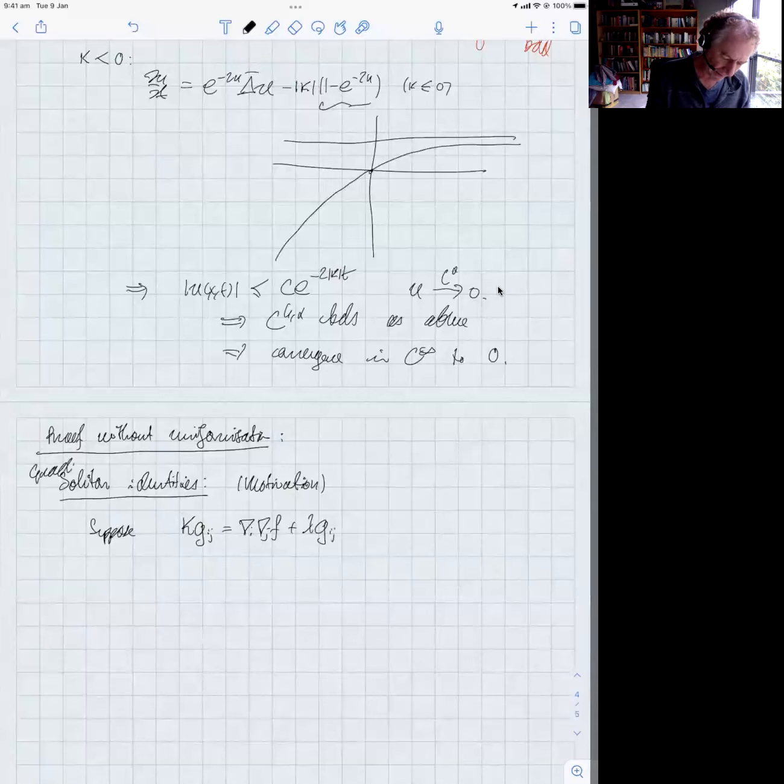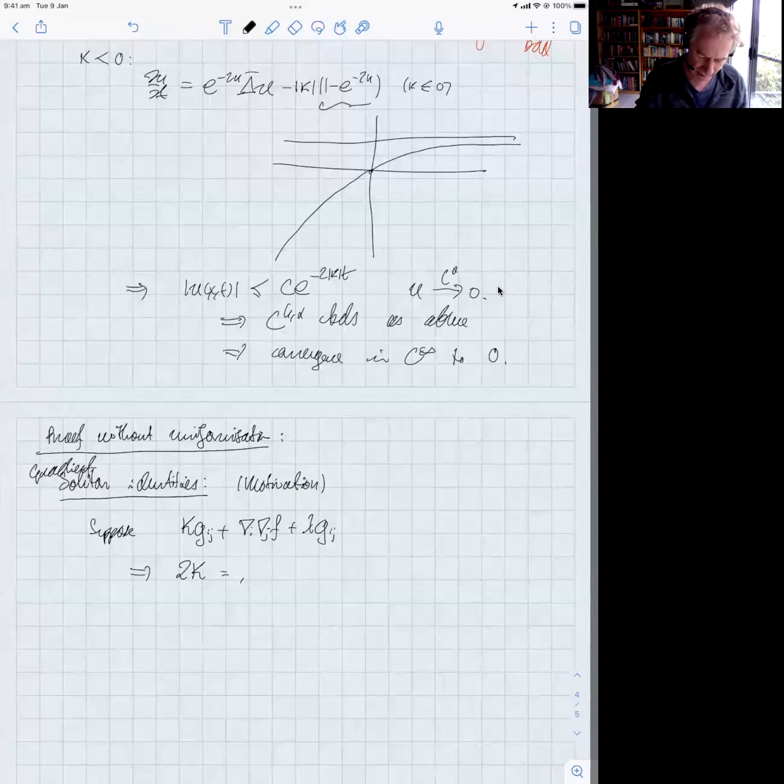I'm assuming this is a soliton solution which moves along the flow of a gradient vector field, the gradient of a function f. Okay, so taking the trace, I'll get 2k... sorry, let me rewrite this a little bit. I can just choose my sign slightly differently. So K g_ij plus Hessian of f is lambda. Let's take it to be that sign. So when I take the trace, I'll get twice Gauss curvature plus Laplace f is 2 lambda.